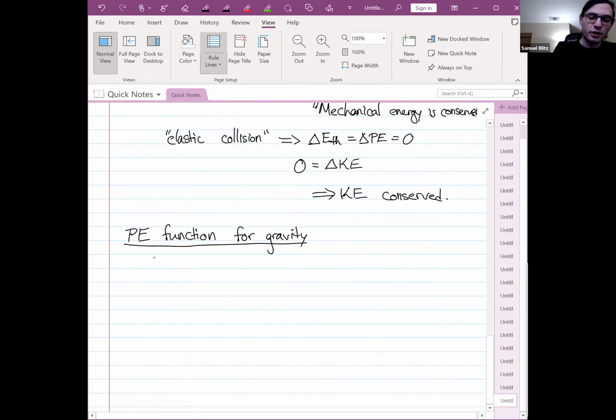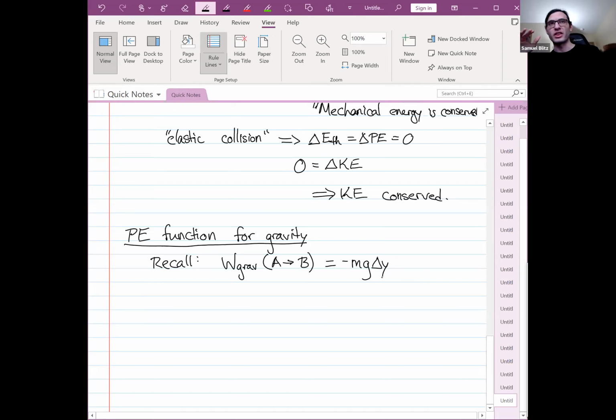So just as a quick reminder, I want you guys to remember that the work done by gravity, we've already shown this to be the case, from position A to position B, is negative mg delta y, where delta y is the change, the height at position B minus the height at position A. So because the change in potential energy is the negative of the work done by that gravitational force, the change in potential energy due to gravity should just be mg delta y.